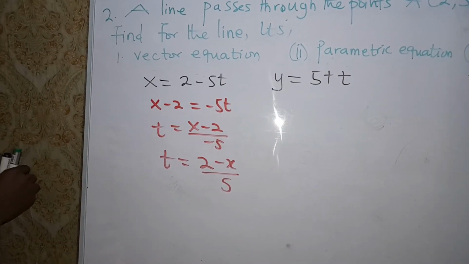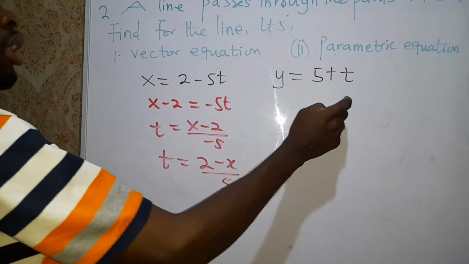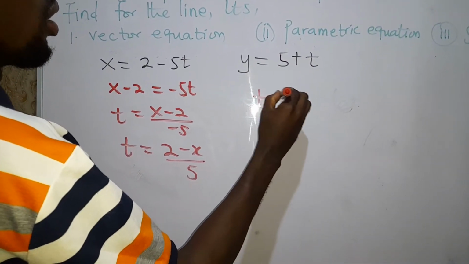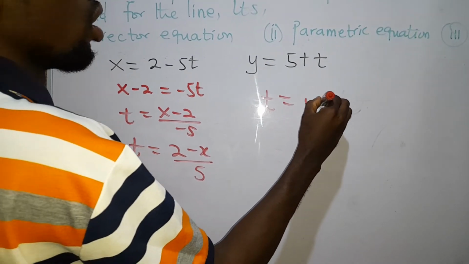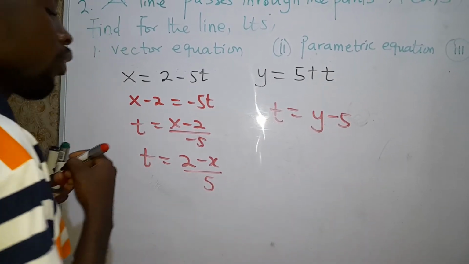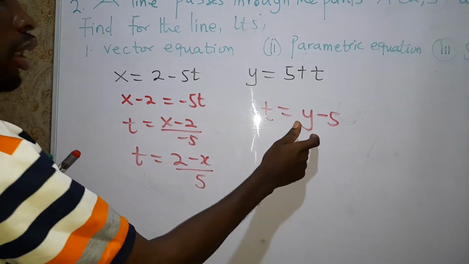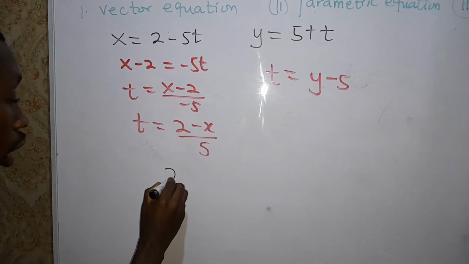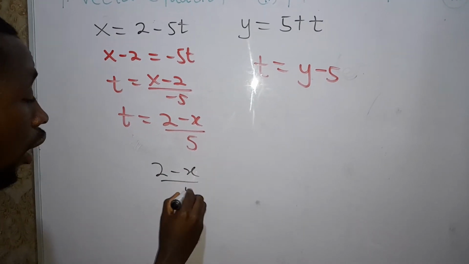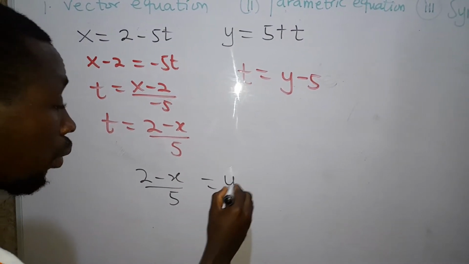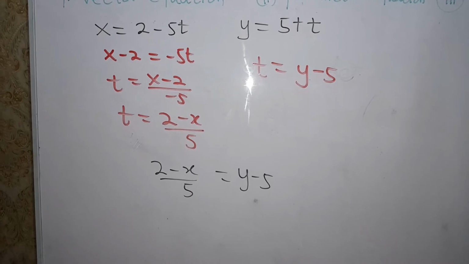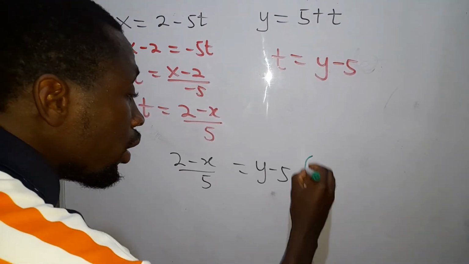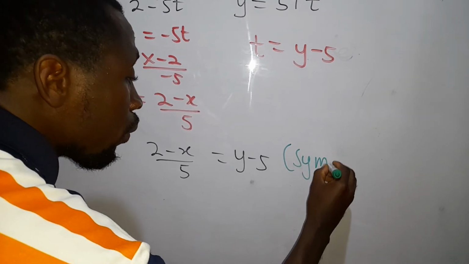I hope you get that. Now we'll make t the subject here. So this one, t will just be equal to y minus 5. Since we have t here and t here, we just equate. So we can say that our (2 minus x) over 5 is equal to y minus 5. Then this becomes the symmetric equation of the line.